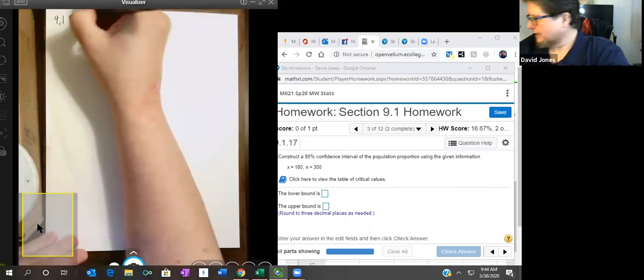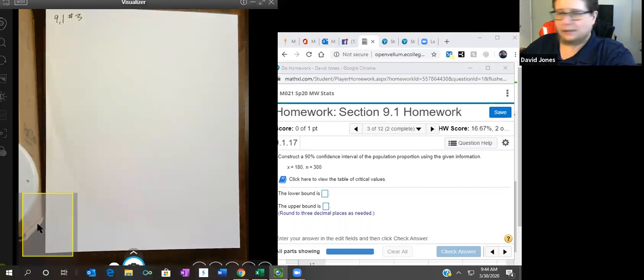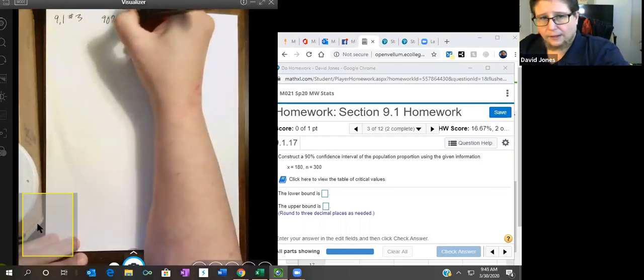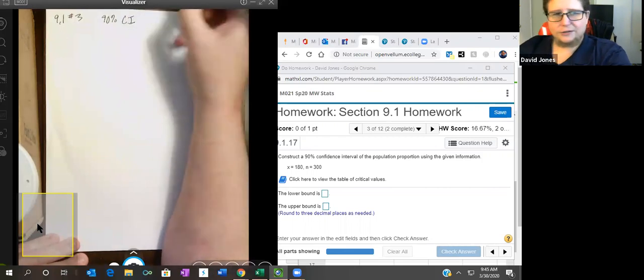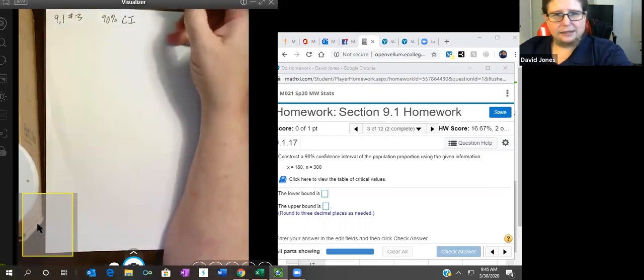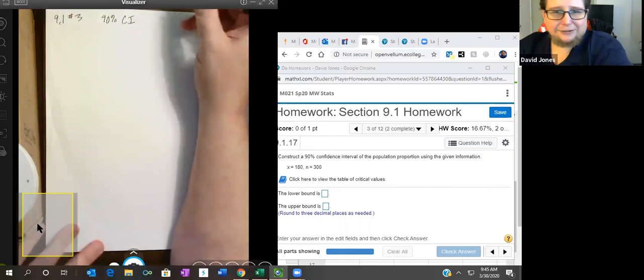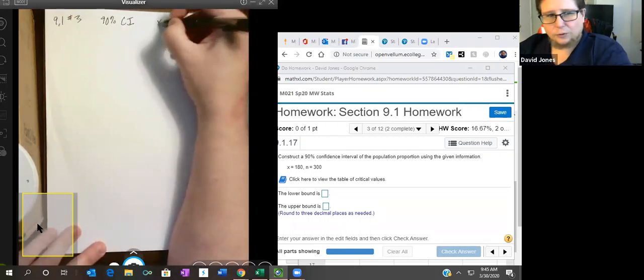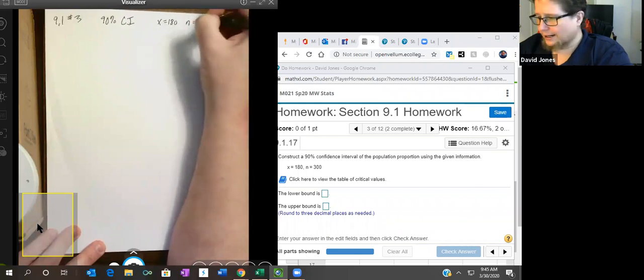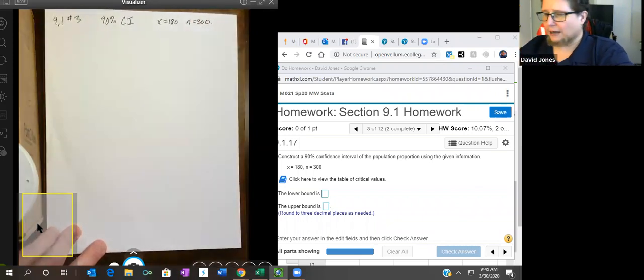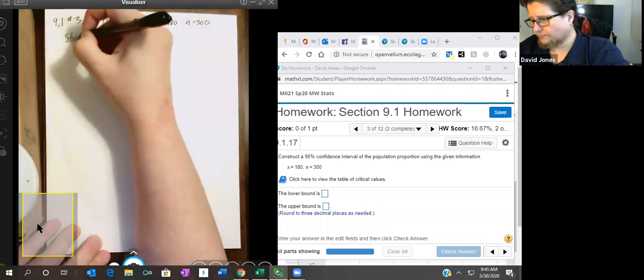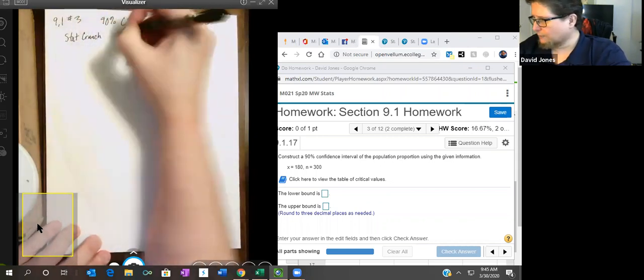(9.1), number 3. Let's see what we got going on here. Construct a 90% confidence interval. Confidence interval, I use CI. It's not a criminal informant, it's a confidence interval. They're giving me x equals 180 and n equals 300. We don't need the critical values unless they ask us the second part. All we need to do is go into StatCrunch here. StatCrunch sets this up really easy.